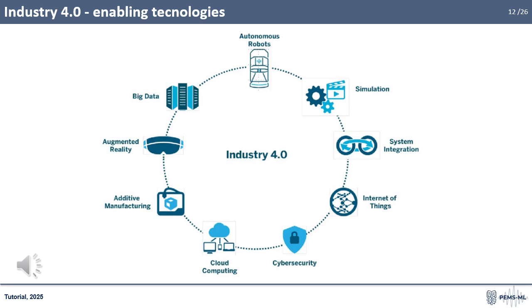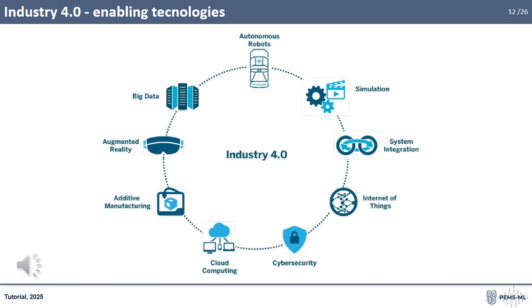These are the more detailed definitions of enabling technologies. Starting from cloud computing, cybersecurity, Internet of Things, system integration, simulation, to test the chemical and physical phenomena in a faster way, autonomous robots. As in Industry 3.0, the robots were not autonomous as they were programmed to perform the tasks and not take decisions by themselves. Big data, augmented reality, and additive manufacturing.